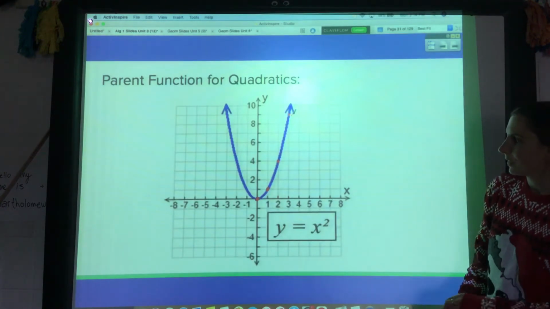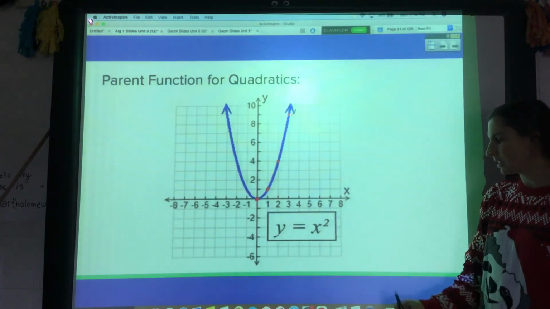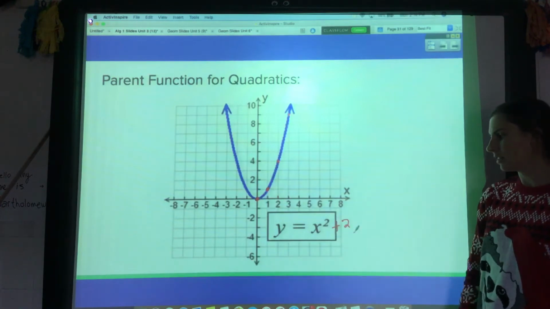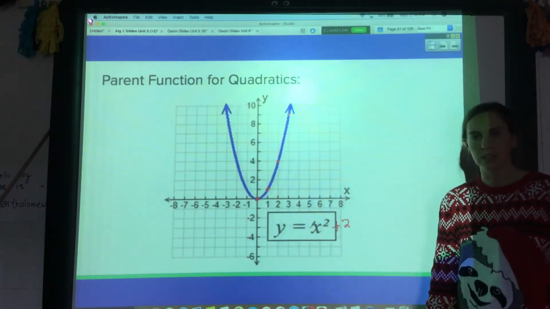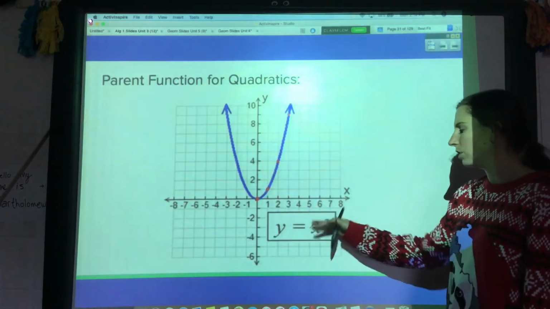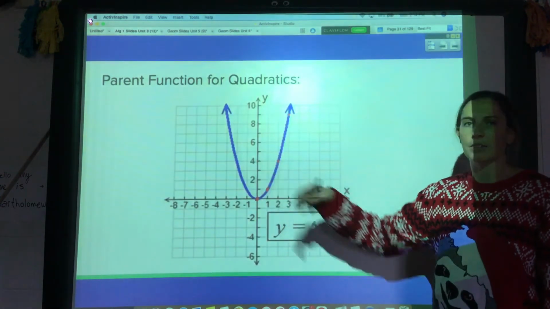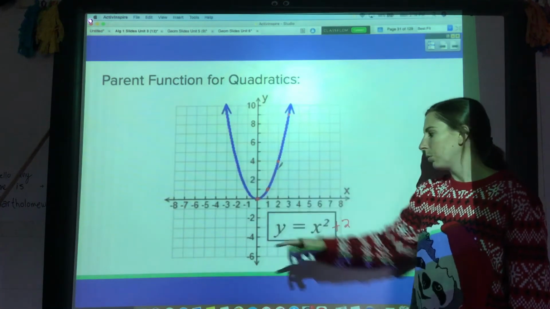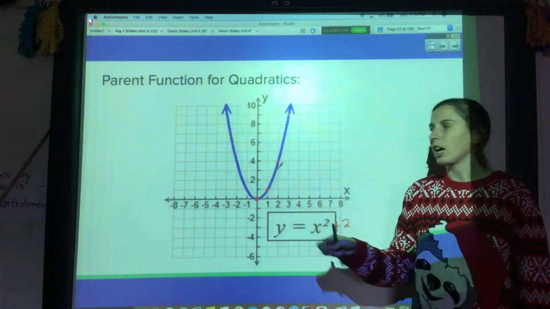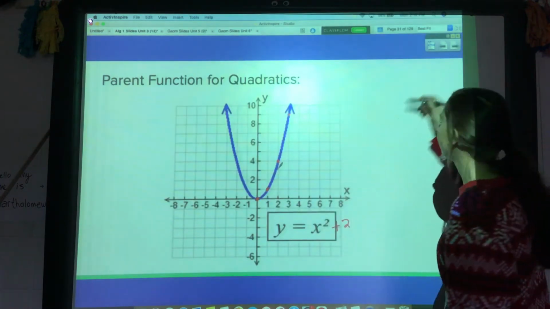So that's our parent function, but what happens if we add a 2 on the end or make it negative or put a number in front? And so that's what we're going to talk about today. Each of those things that you could do transforms this graph in some way. This is like our starting point, our return to base, but then whatever we add in is going to change this graph a bit.